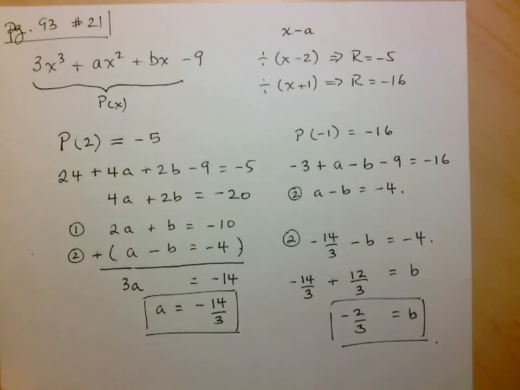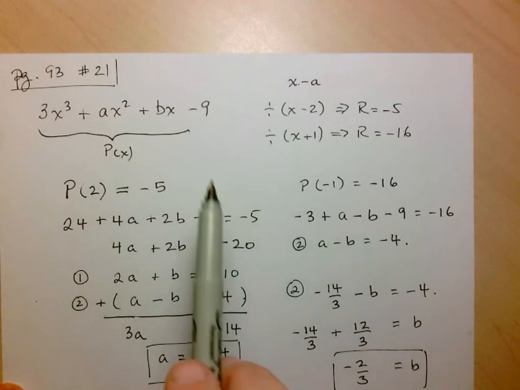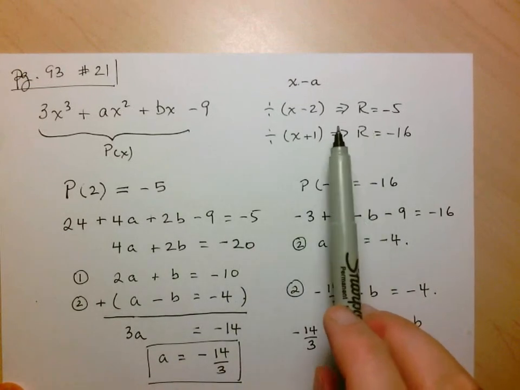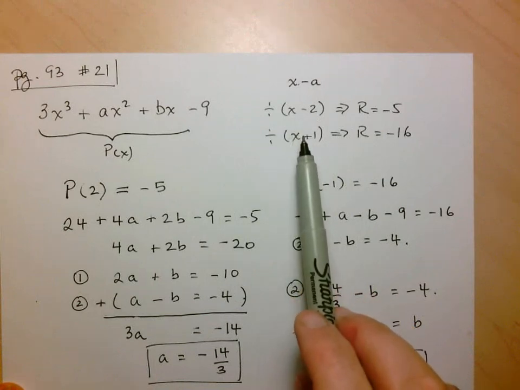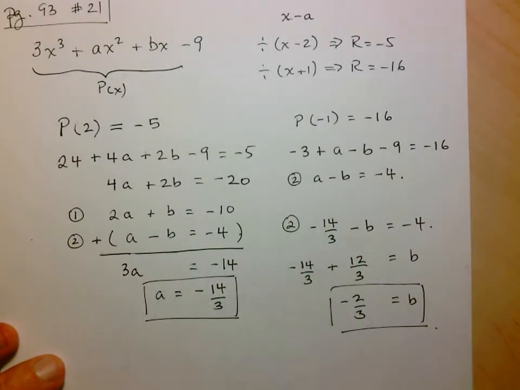Okay, so let's recap here. We use the fact that the remainder theorem allows us to determine a remainder when we divide by a linear factor without having to actually proceed with the division. And we were able to use that here to create two equations and solve a system of equations.